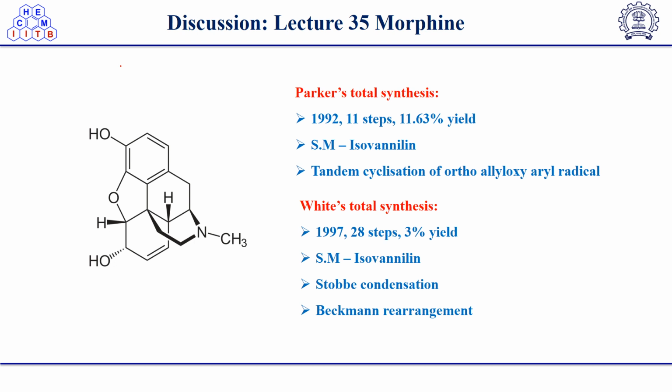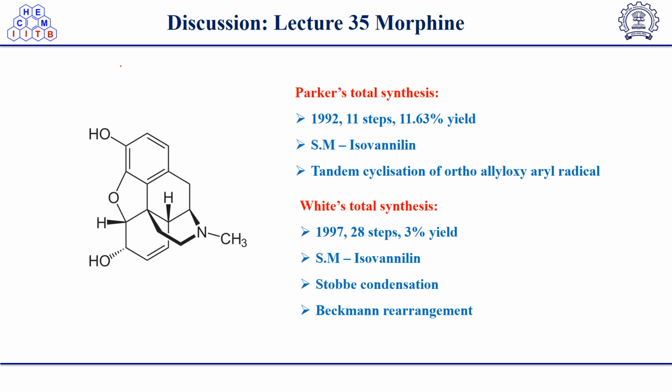where the discussion is basically about the application of tandem cyclization of an ortho-allyloxy aryl radical, Mitsunobu reaction, Beckmann rearrangement, carbenoid CH insertion in the total synthesis of morphine by Parker and White. So, in first Parker's approach, which was completed in 1992, it is towards the cyclization of the morphine ring system based on a tandem cyclization of an ortho-allyloxy aryl radical.